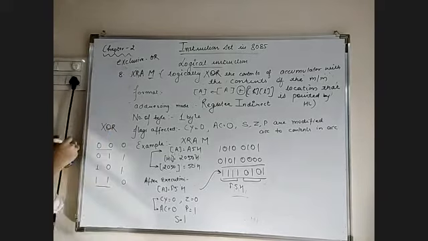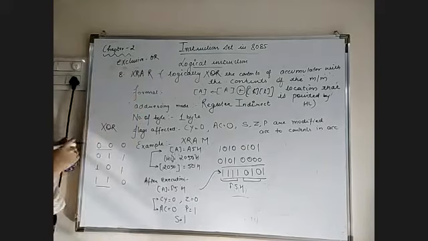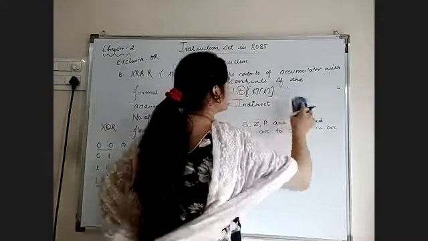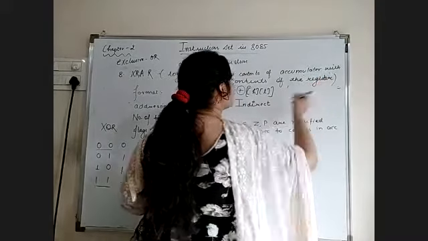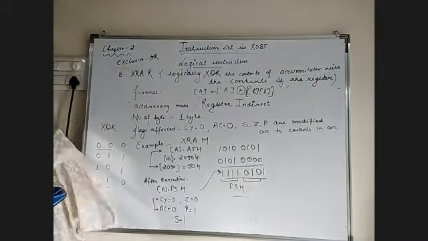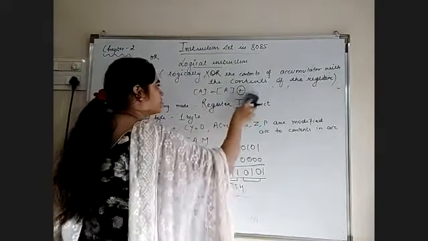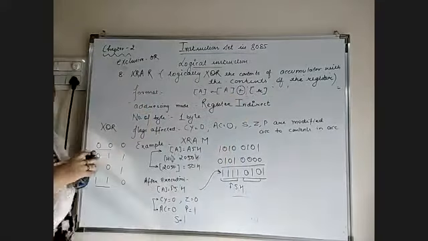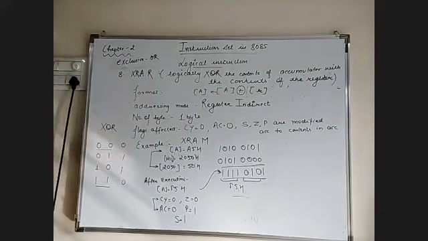Next we can see XRA R. So this instruction means logically XOR the contents of the accumulator with the contents of the register. Whatever contents we have in the register will be logically XORed with the contents of the accumulator, and the result is again stored in the accumulator. Here, instead of HL we have an R register.